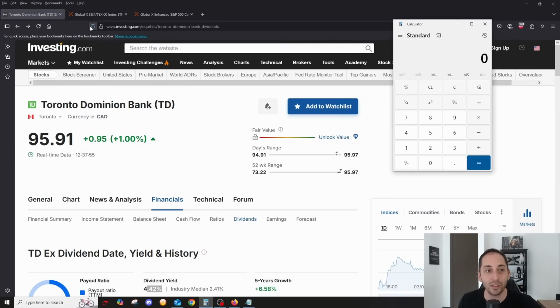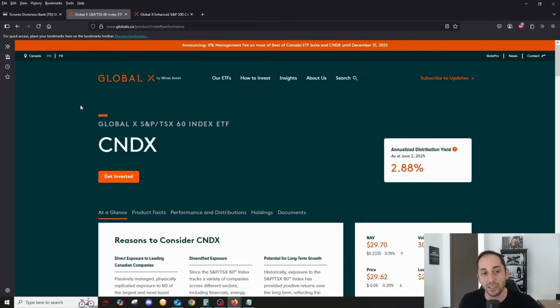And by the way, the same thing goes for an ETF. Let's check out a few ETFs together. This is the Global X S&P TSX 60 Index ETF, CNDX. It says the annual distribution yield right here, the annual dividend yield. If you're wondering what the difference is between distribution yield and dividend yield, what a distribution is versus a dividend, that's going to be covered in the next episode, so you'll find out the difference between a dividend and a distribution. So for CNDX, we need to find, of course, the annual dividend rate per share.